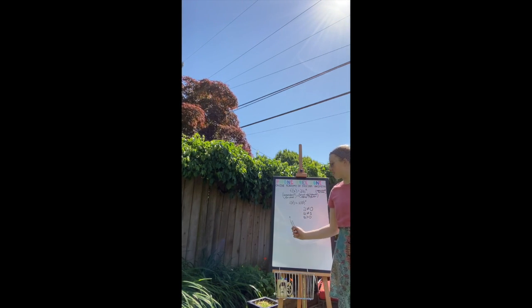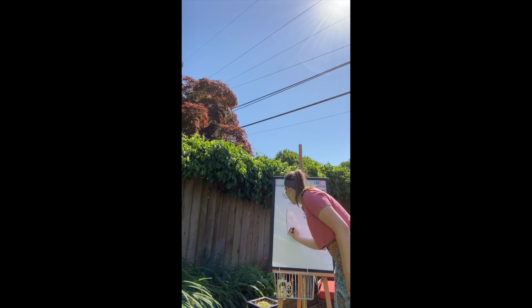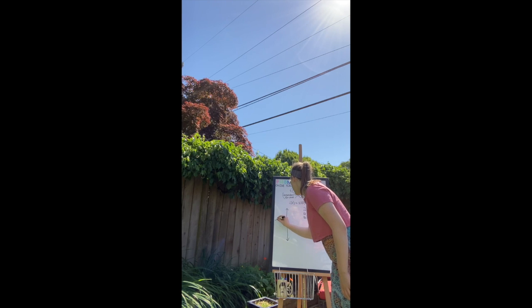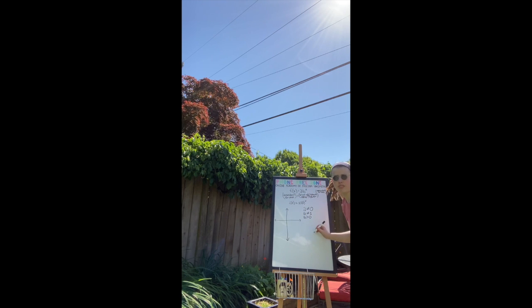Okay, now let's graph the function. So, alright, first we're going to make a table for our x and y values. So if x is 0, y is going to be 10. And if x is 1, which would be 1 hour, y would double, so it would be 20. 2 hours, it'll double and be 40, and so on. So 3 would be 80, 4 would be 160.